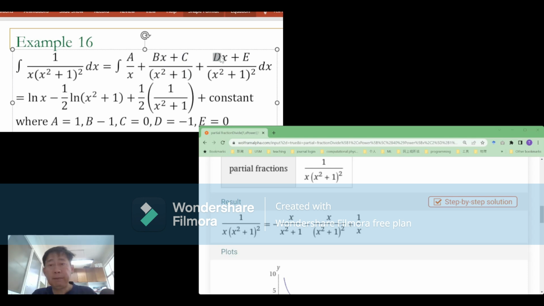Constant d is minus 1, as correctly reproduced by Wolfram Alpha, and there's no term of 1 over (x squared plus 1) whole thing squared in the output of Wolfram Alpha, which is consistent with the results in example 16 in the PowerPoint that the constant e is 0.